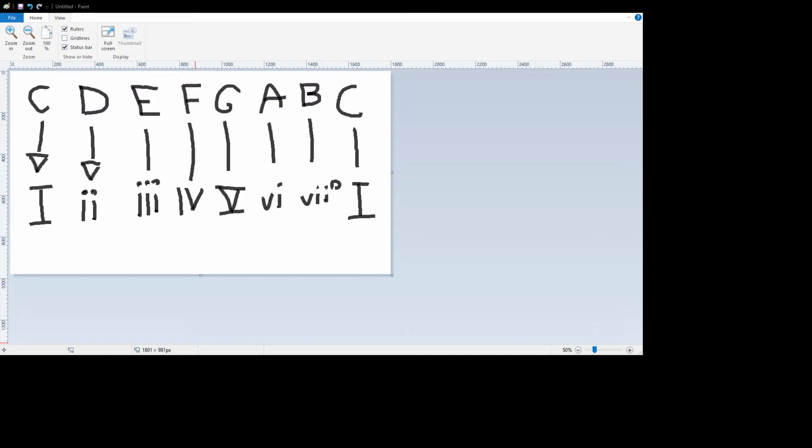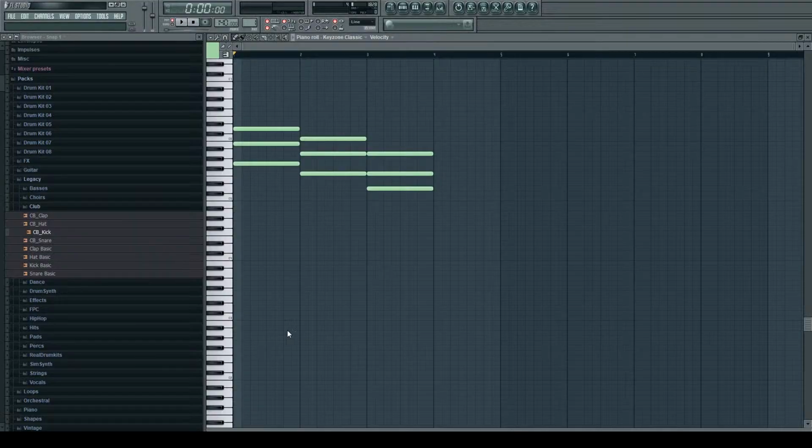But let's say we change the 7th chord we chose, right? Let's say from 5, 4, 2, let's make it a 1. So back to C major.